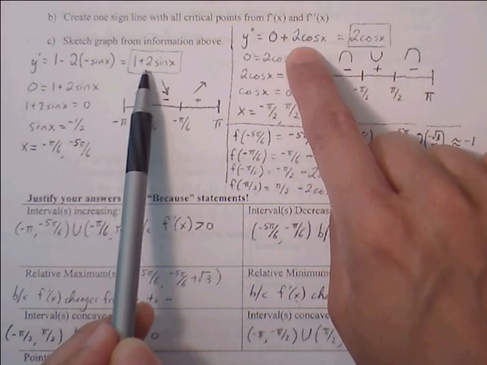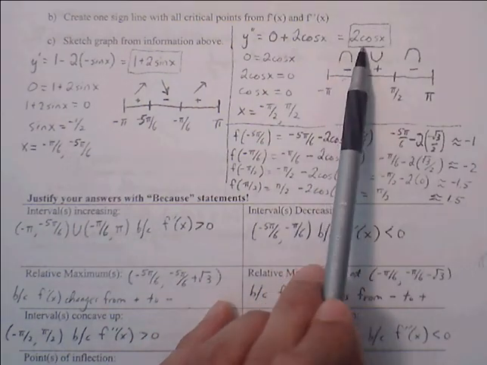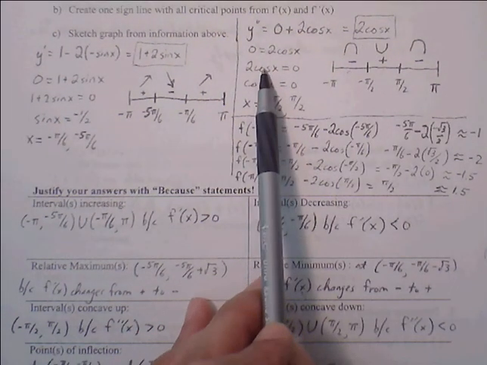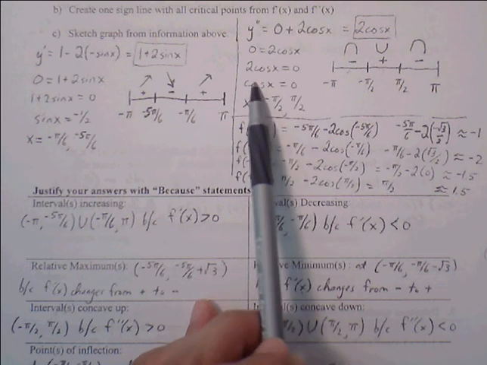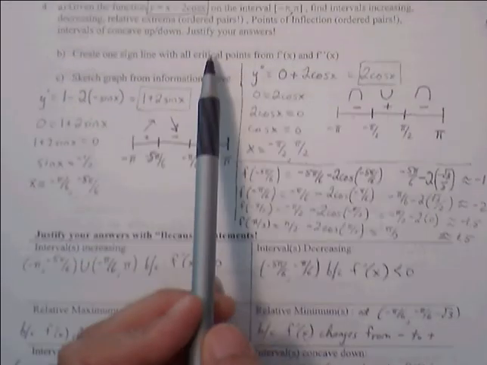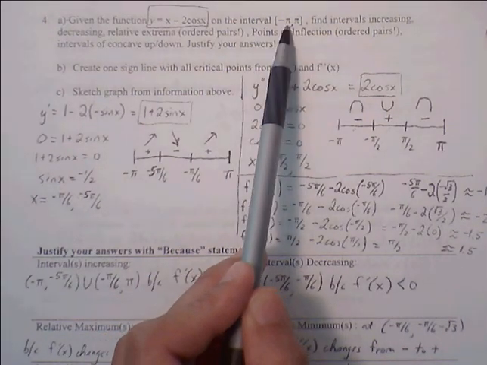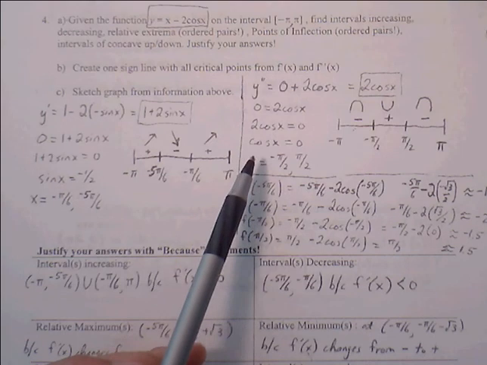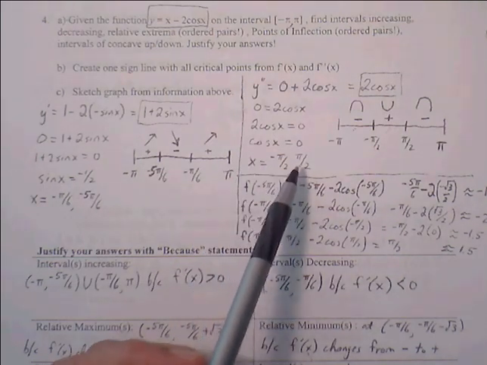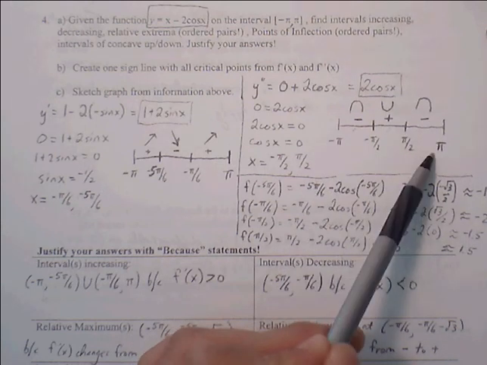2 sine of x becomes 2 cosine of x. So we have our second derivative. We set that equal to 0. When is cosine equal to 0? Once we divide by 2, cosine is equal to 0 at negative pi over 2 and pi over 2, because we have to, again, fall in line with the bounds that are given to us. So negative pi over 2 and pi over 2. We put them on a sign line as well as the endpoints.